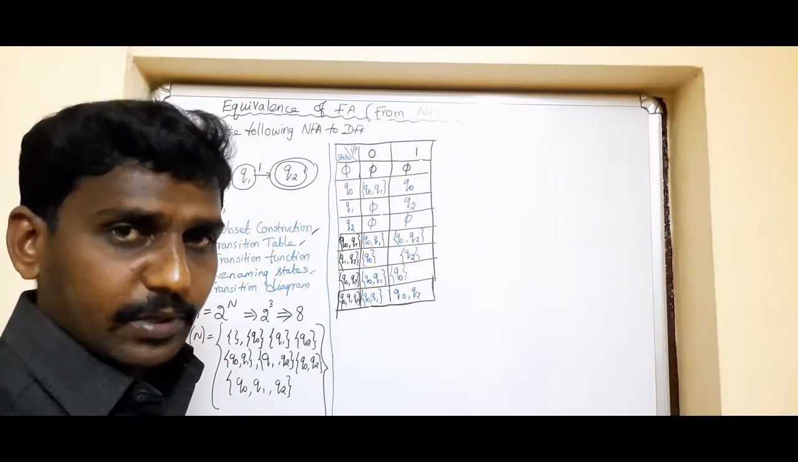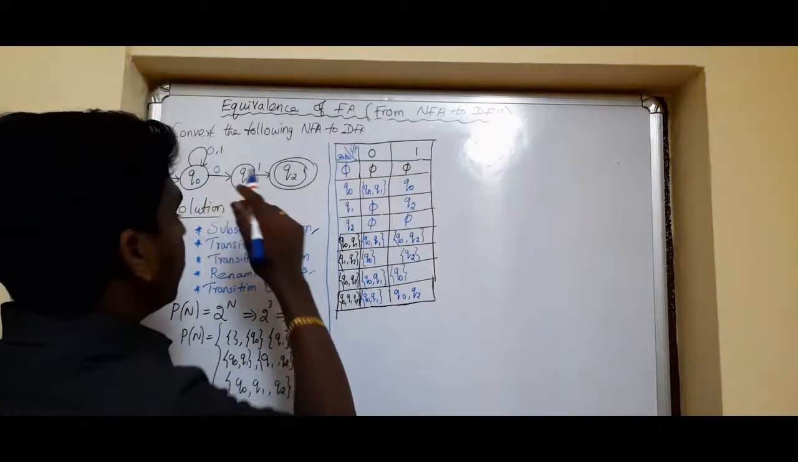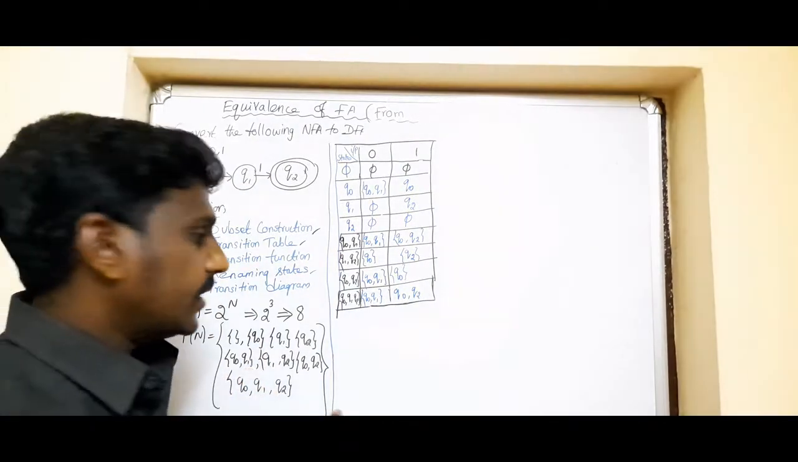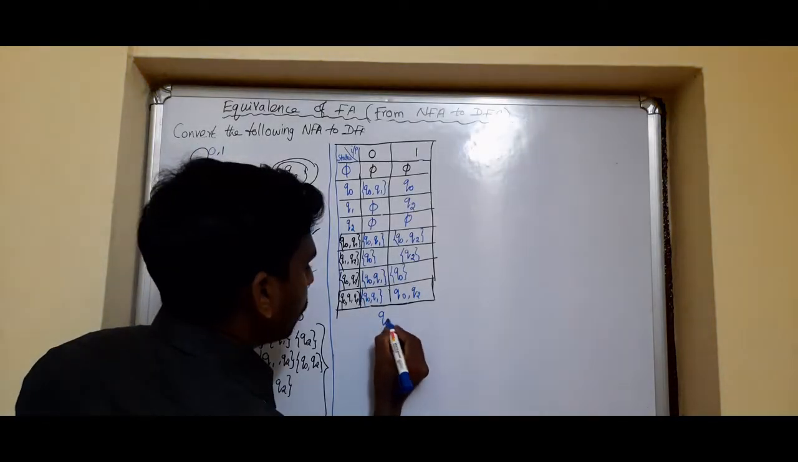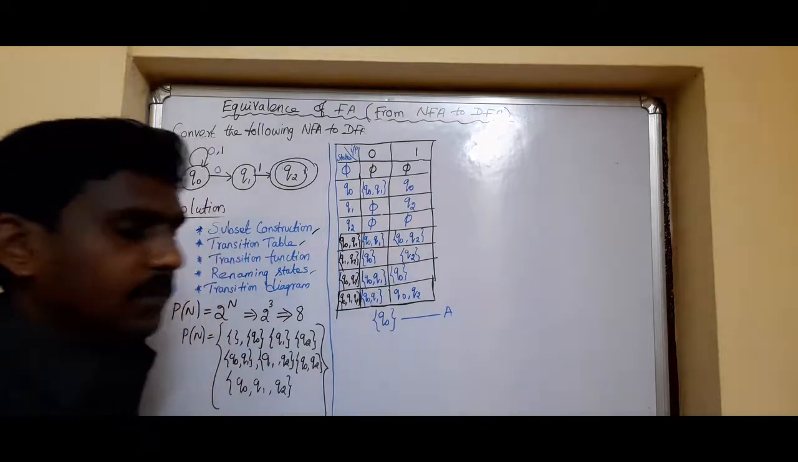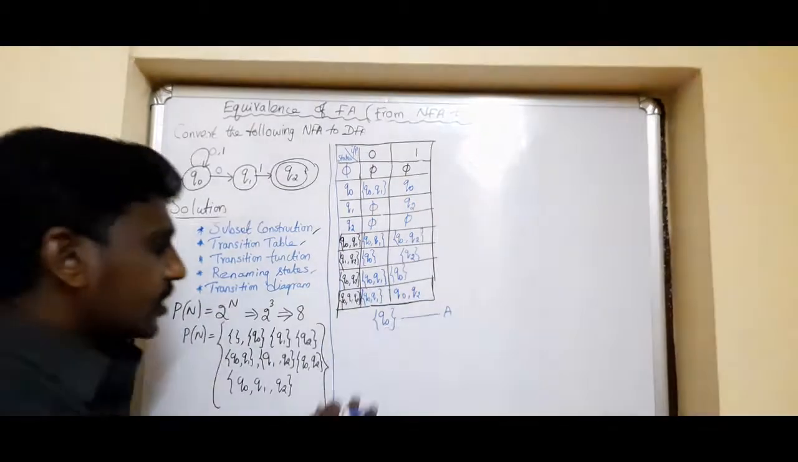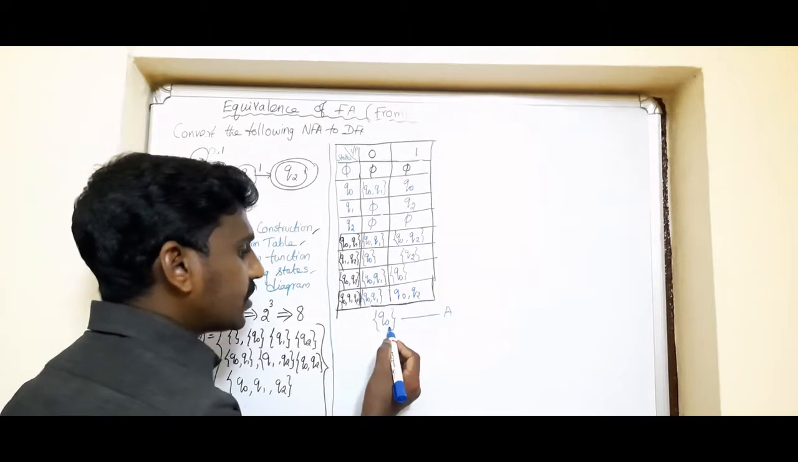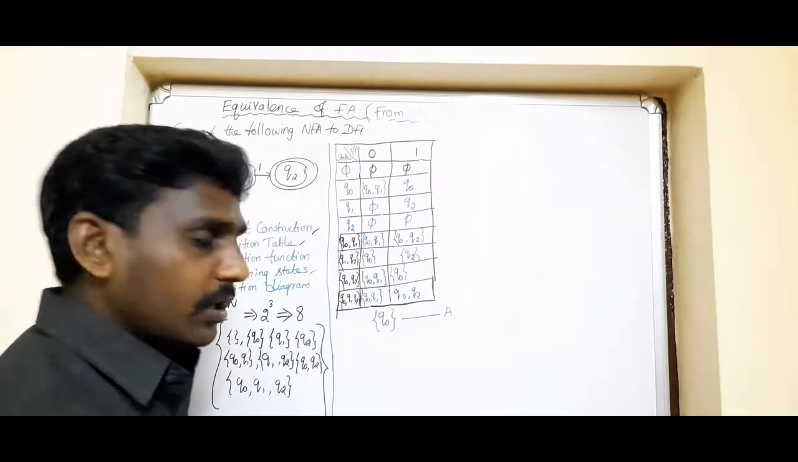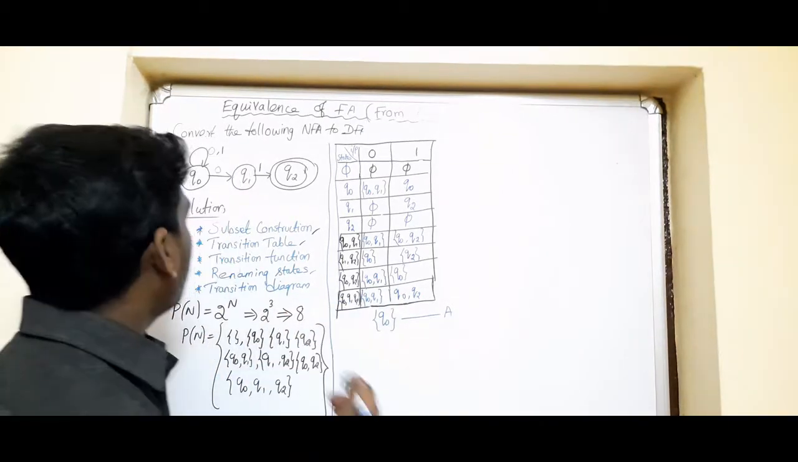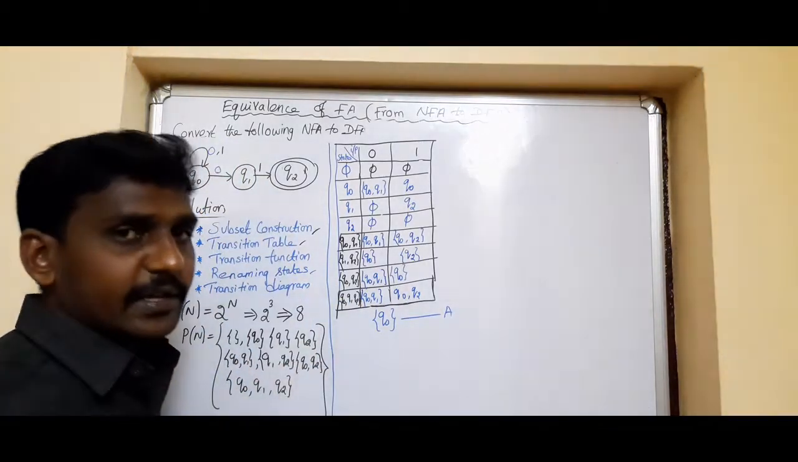Transition function is very important. We have to take a starting state first. Which one is the starting state? Q0 is the starting state. So we take Q0 and mark it as A. Then we want to see the transition of Q0. How many inputs do I have? 2. Q0, 0 where is it going, Q0, 1 where is it going.